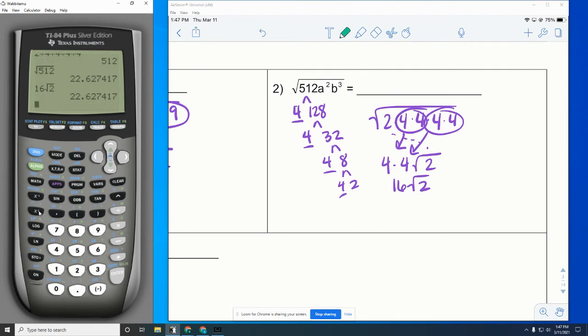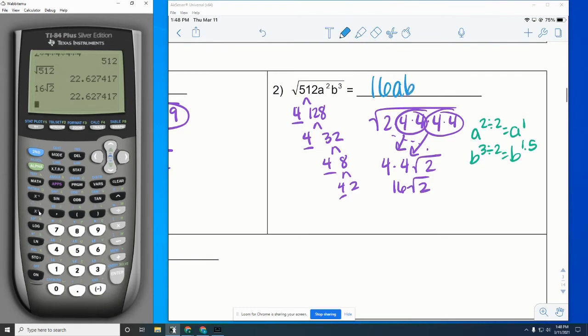Perfect. And then my letters, A to the 2 divided by 2 gives me 1. B to the 3 divided by 2 gives me 1.5. So my full answer together will be 16. I have an A and a B that are both coming out. That's what those ones mean, here and here. And then I have a 2 staying in the square root and a B staying in the square root because it's odd, and that's what that 0.5 means.